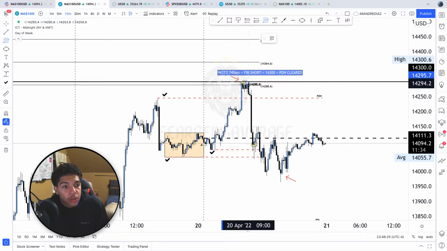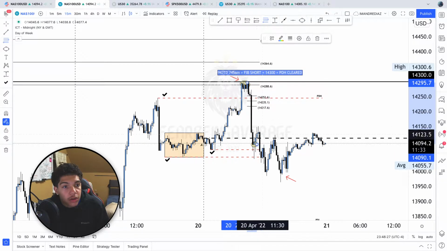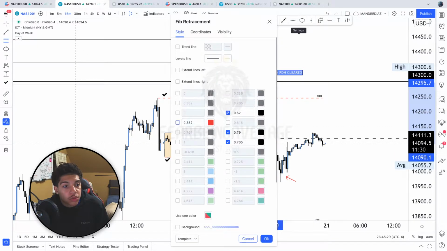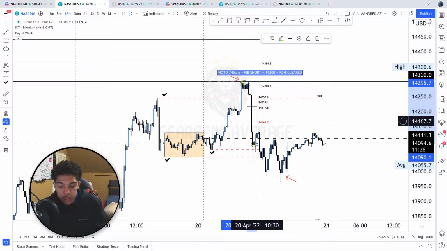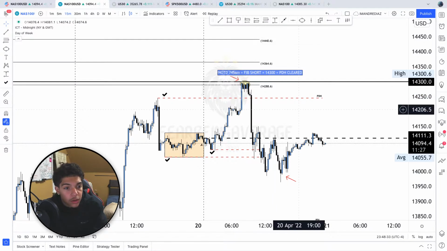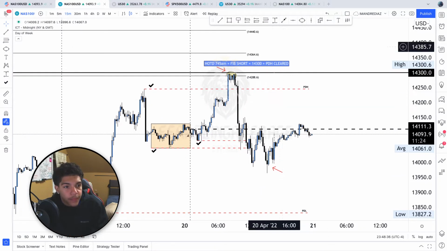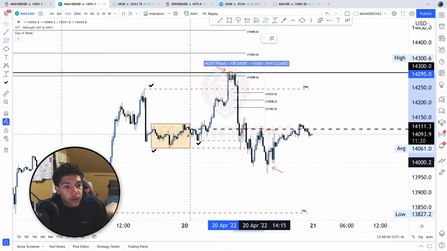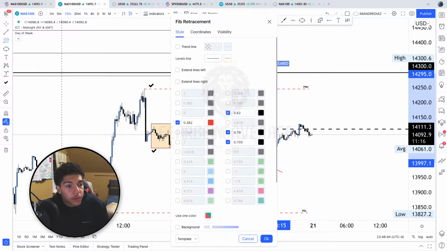So what I'm going to do is pull a fib from here to here, and see if there was a potential 38.20% rejection. As you can see, there was not, so we're just going to take that off right here. We're going to try it again, pull this fib to here, and you can see that there was a 38.20% rejection now.